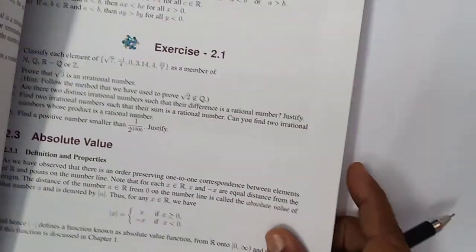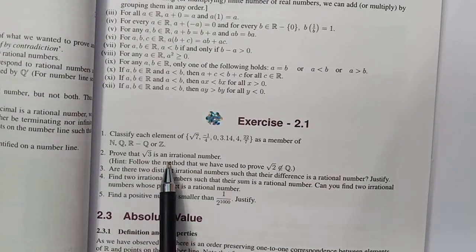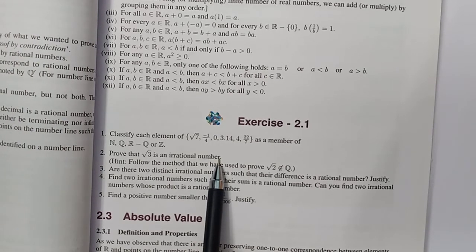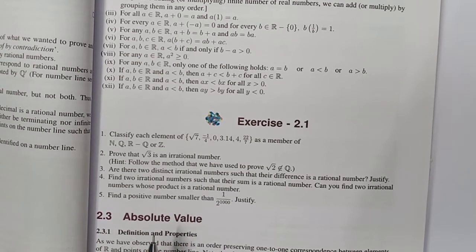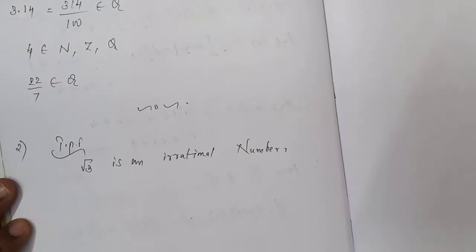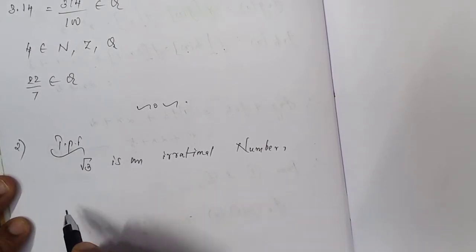Now, problem number 2. Prove that root 3 is an irrational number. Very important problem. It's a 3 marks problem. Prove that root 3 is an irrational number. Okay. Here is the question. Prove that root 3 is an irrational number. Proof.